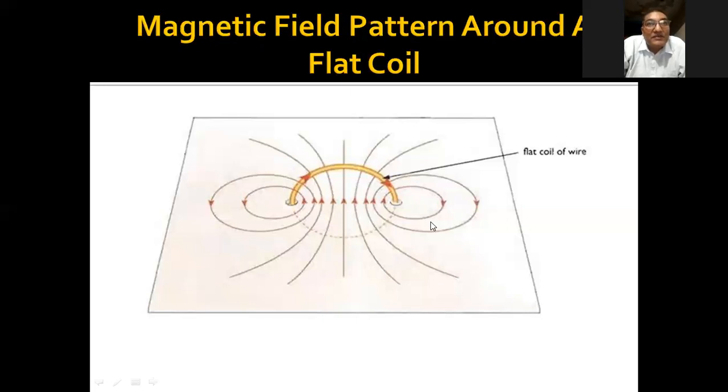The magnetic field lines here are clockwise. But if you look at the middle portion, the magnetic field lines are going this way due to this coil, this portion of the conductor. The magnetic field lines due to this conductor are also going in the same direction. So in the middle of this flat coil, the magnetic field lines due to this portion or that portion all have the same direction.